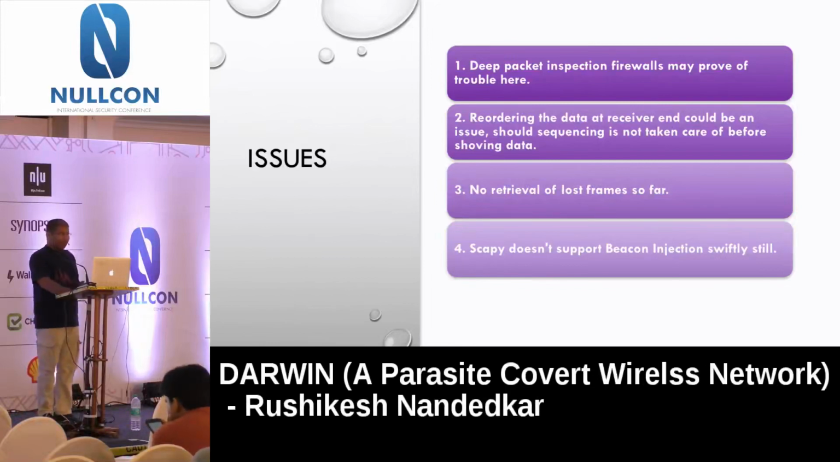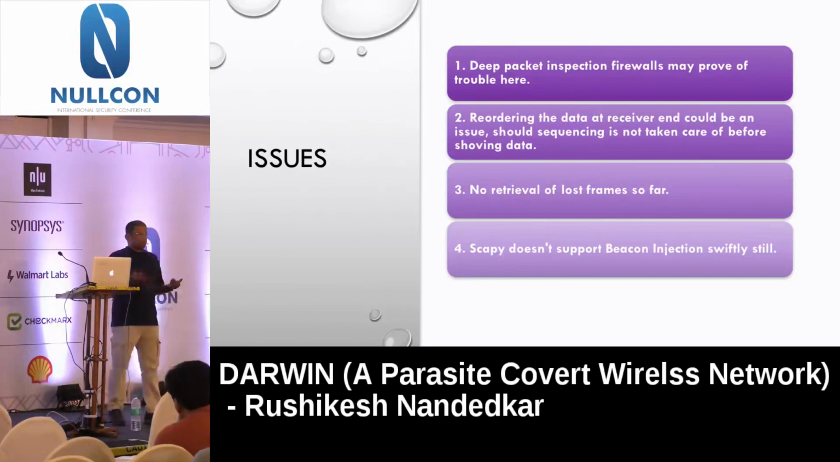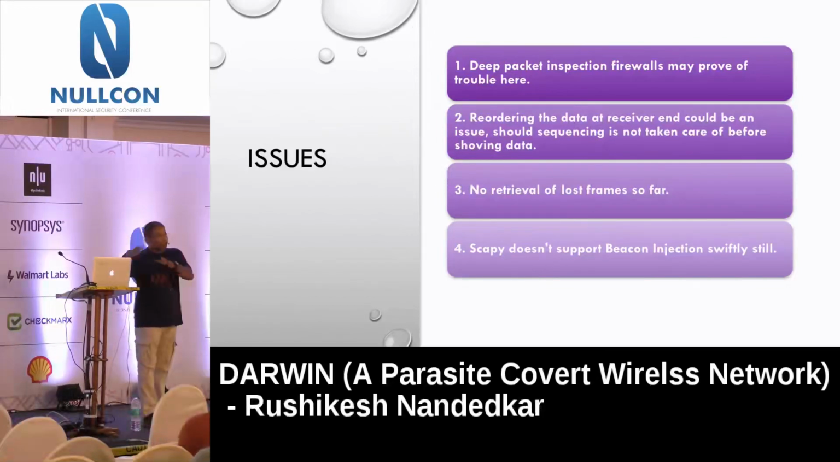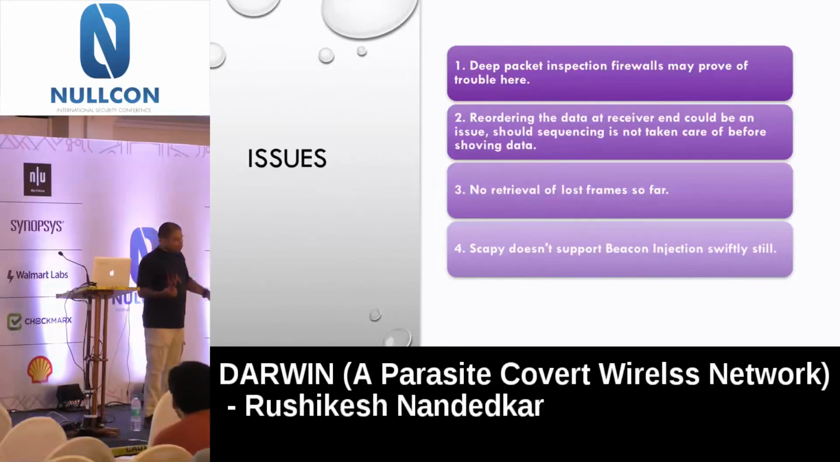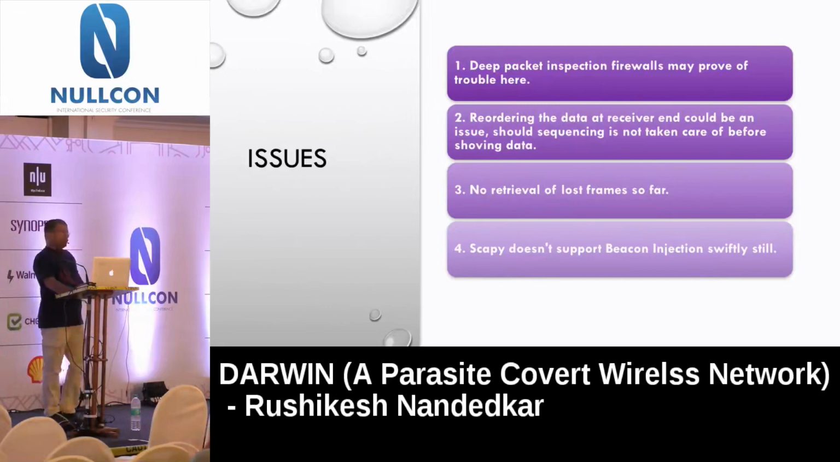Reordering the data at the receiver end could be an issue should sequencing not be taken care of before shoving the data in. Means what? If you're aware of noise or other lossy mediums, there are many ways a signal may get lost, right? And if you are trying to send certain data using this method on a covert channel, there might be a possibility that a particular frame got dropped, or not dropped, honestly, not dropped. The signal or the baseband of that frame has got so low that it could not be interpreted from the rest of the noise. So what? This thing is still not supported, at least by my efforts as of now. No retrieval of lost frames, yes, we have discussed.